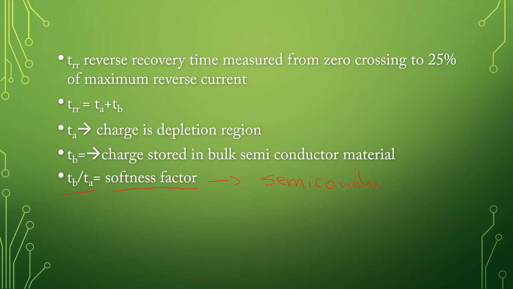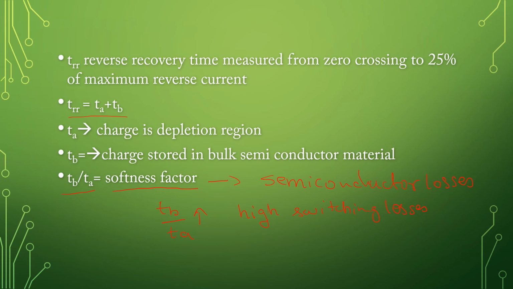Semiconductor losses which are happening during the switching. So if this TB by TA ratio is high, that means there will be high switching losses. Okay, so this reverse recovery time, which is TA plus TB.